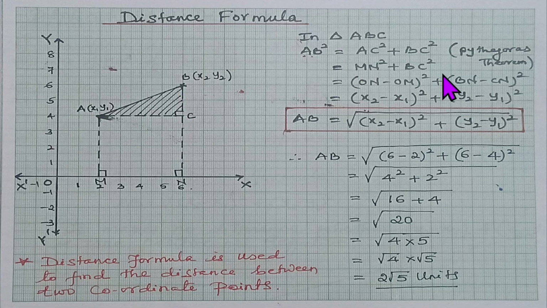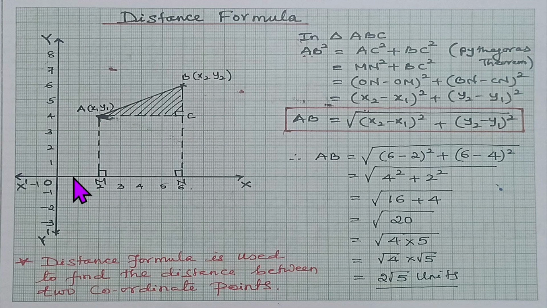And also we have BC square as it is, but MN length, we can find out MN, that is ON minus OM, therefore it is ON minus OM whole square. And we can find out BC by taking the length BN and CN, so BN minus CN will give you BC, therefore BN minus CN whole square.